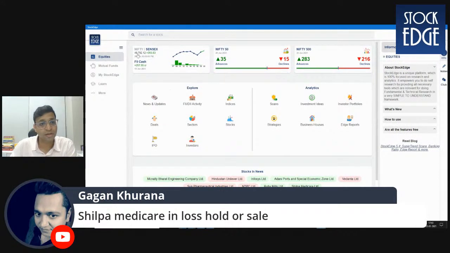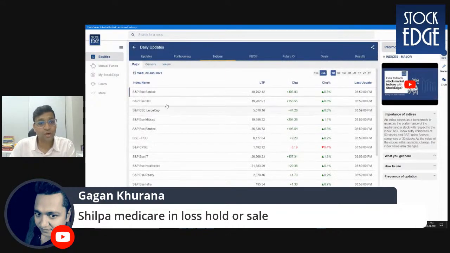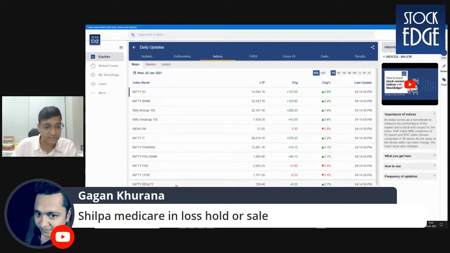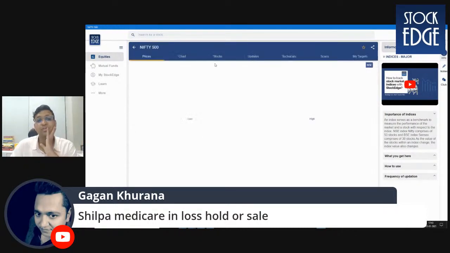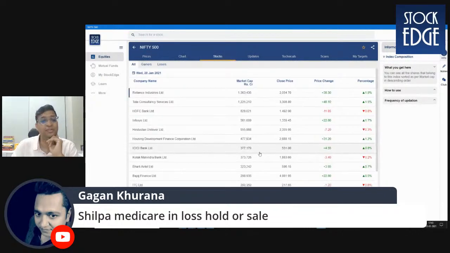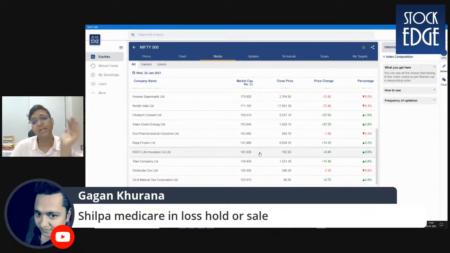Just go to indices, go to NSE 500 or BSE 500 and see the stocks which are there in that list. Only trade those stocks. Don't trade any other stock beyond this list because the market is very illiquid.